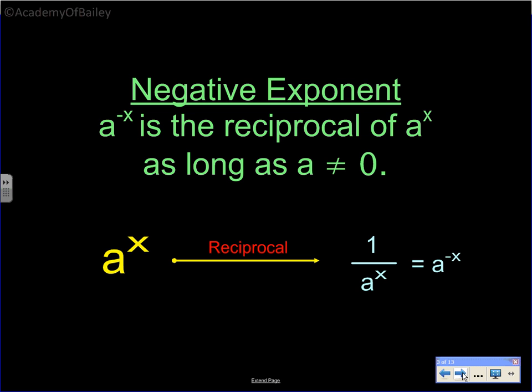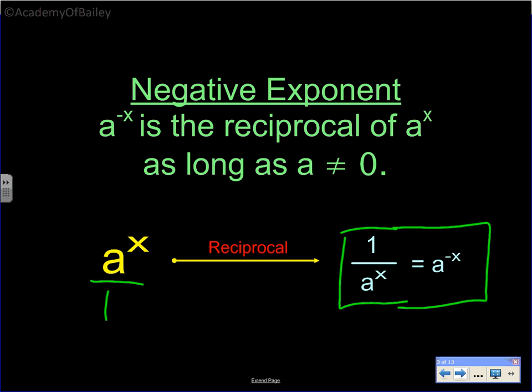A negative exponent. A to the negative x power is the reciprocal of a to the x power as long as a does not equal 0. And so I've kind of laid it out here for you. We have a to the x power. What is the reciprocal of this? Well, we know a to the x power is over 1. And so what's the reciprocal of that? You flip it, and you're going to get 1 over a to the x power, but 1 over a to the x power is equal to a to the negative x power.